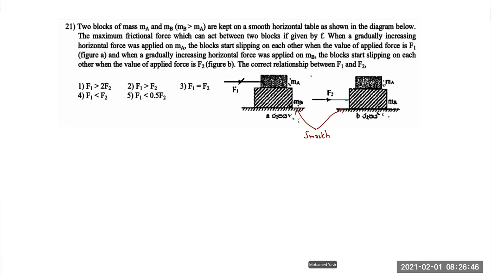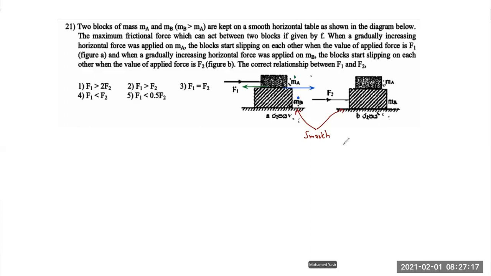When you apply a force here, F1, a friction will act on MA in this direction. So I'll mark that in green color, the force acting on MA. And the same force will be acting on MB in the opposite direction. I'll mark it in blue color. So we are allocating blue for B, green for A. These are the forces which are going to be created.